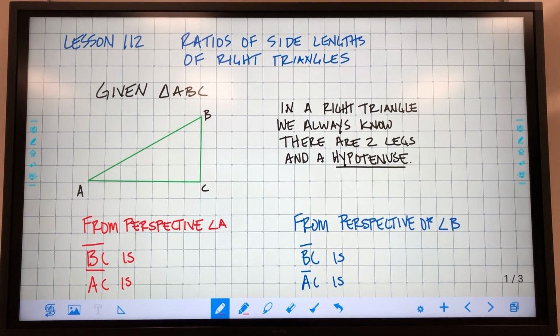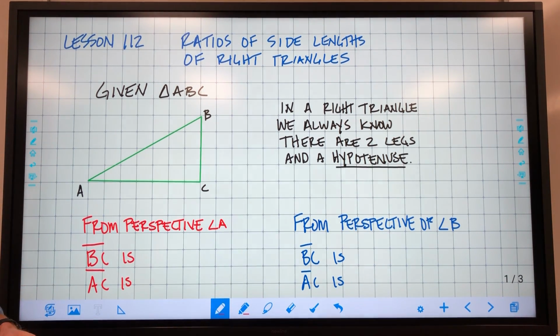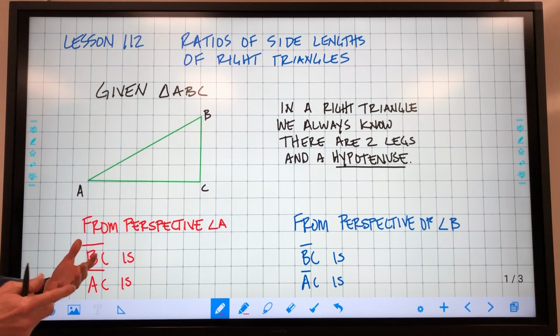All right, lesson 112, ratio of side lengths of right triangles. This is another great lesson, big favorite of mine. It's going to set up a lesson in a couple days that's even cooler. So here's what we need to know.